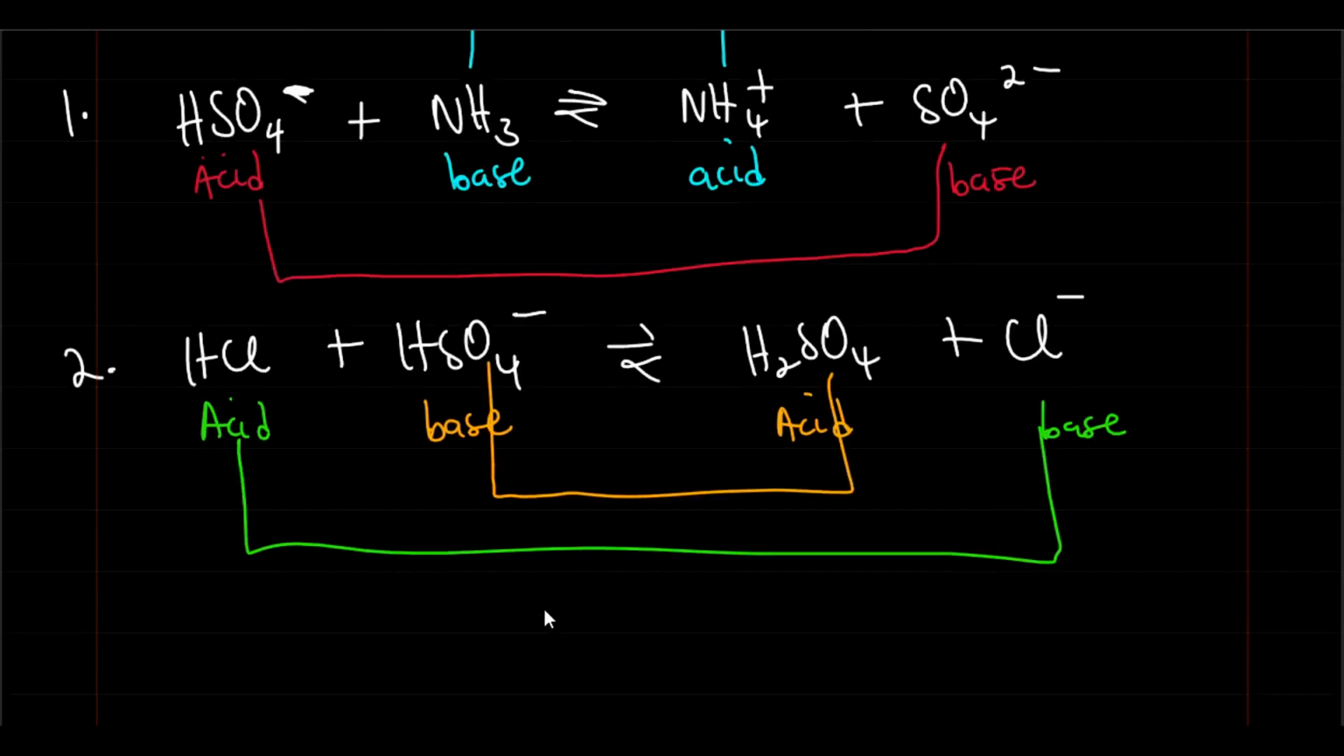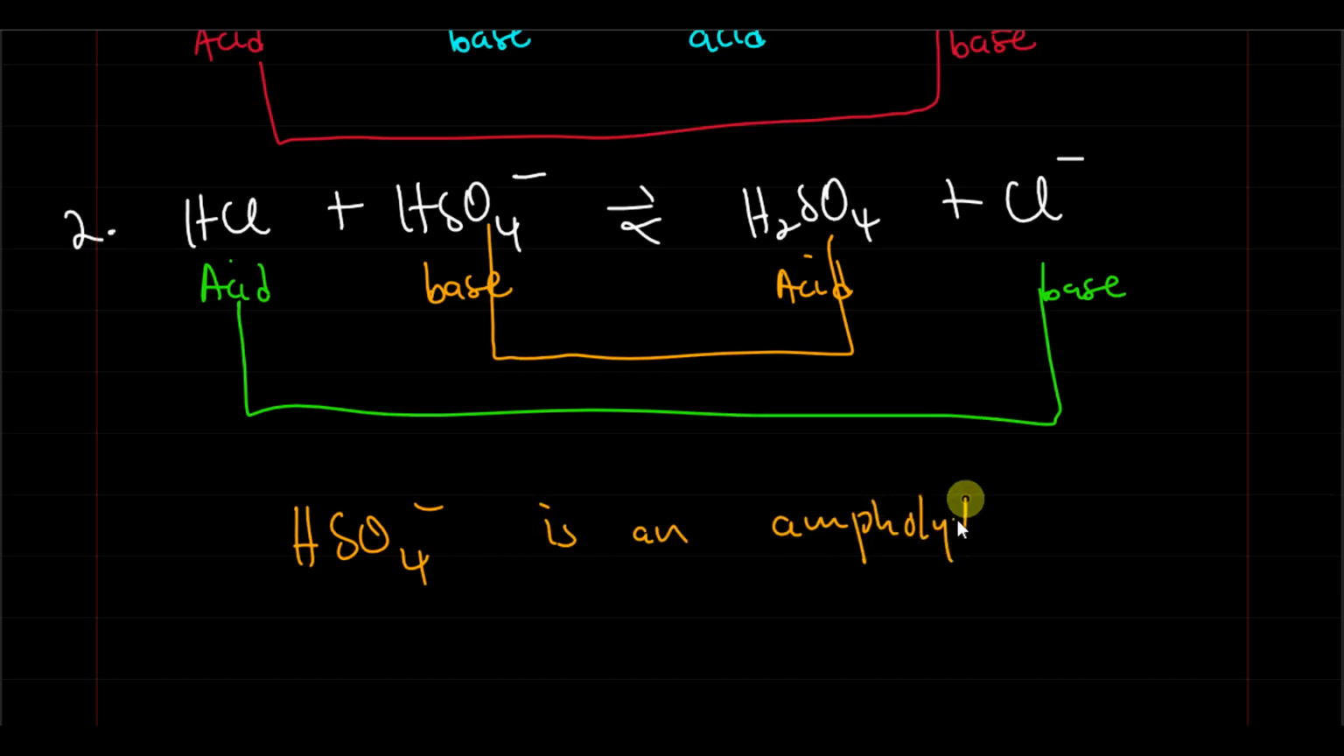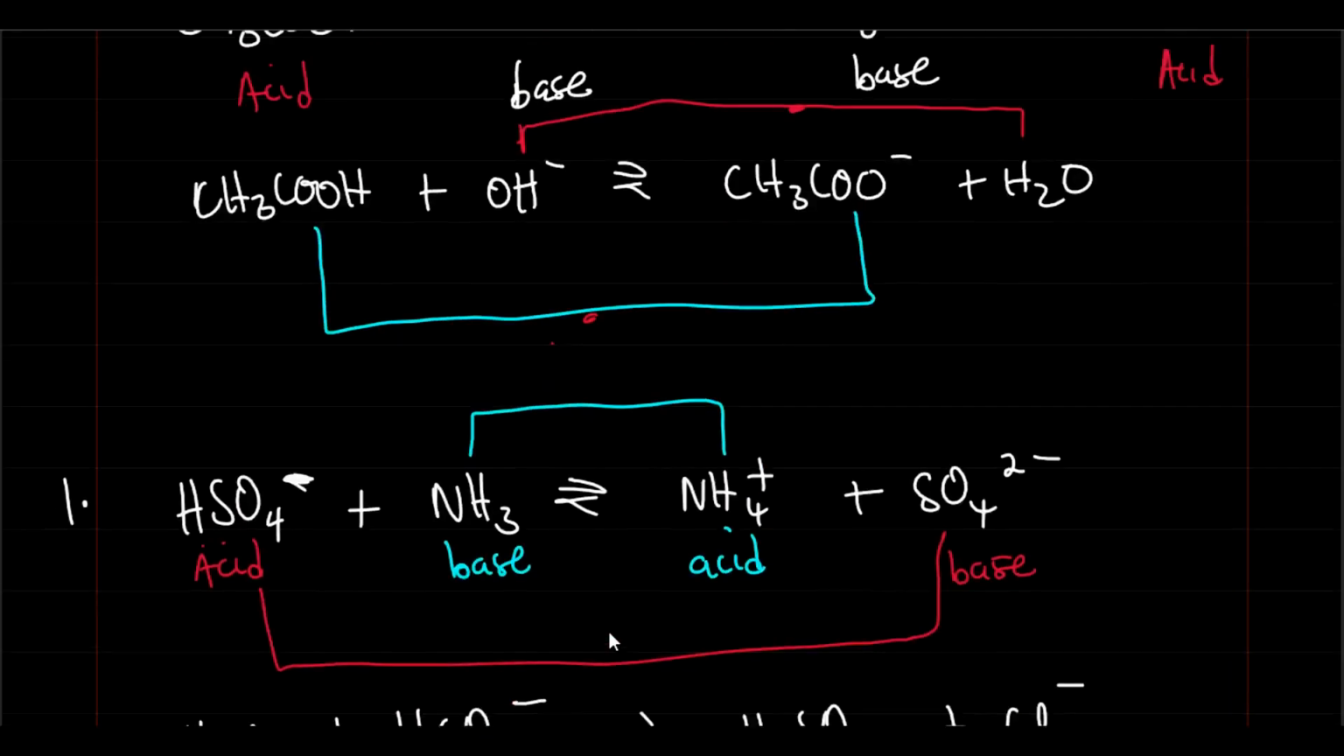Oh, and note this, that here the hydrogen sulfate on reaction number 1 was acting as an acid, and on reaction number 2 it was acting as a base. So what is the term that is used for such molecules that can act either as an acid and as a base? They are ampholytes. So we can see that HSO4 minus is an ampholyte. Okay, so you must know that this is an ampholyte.